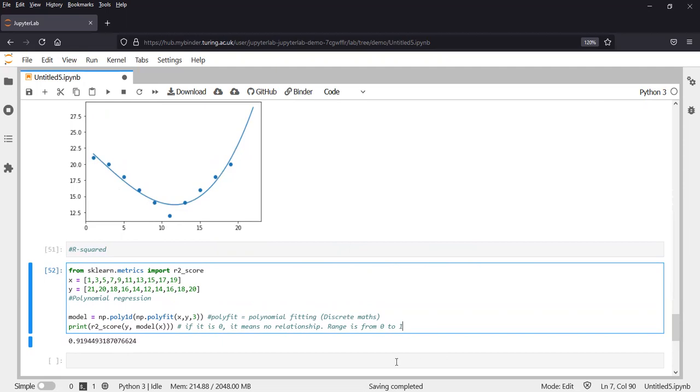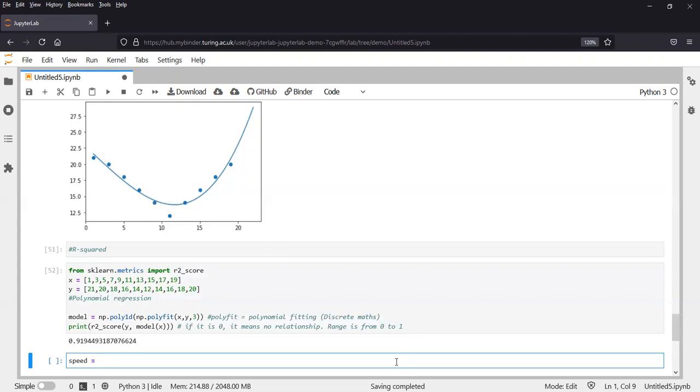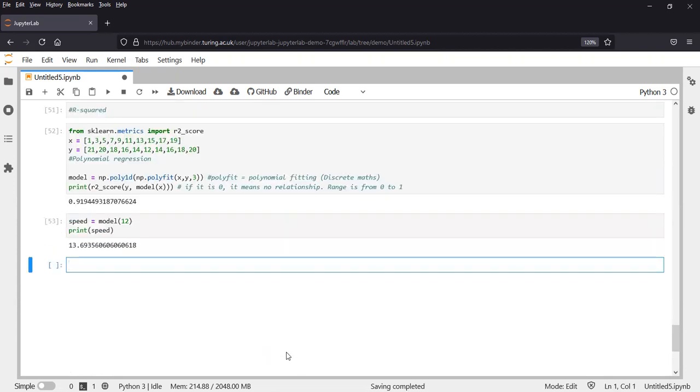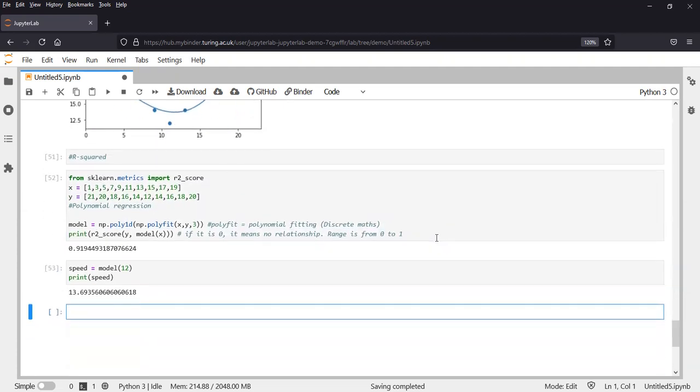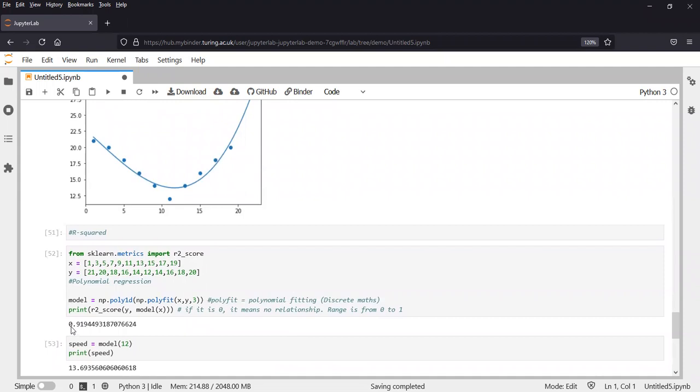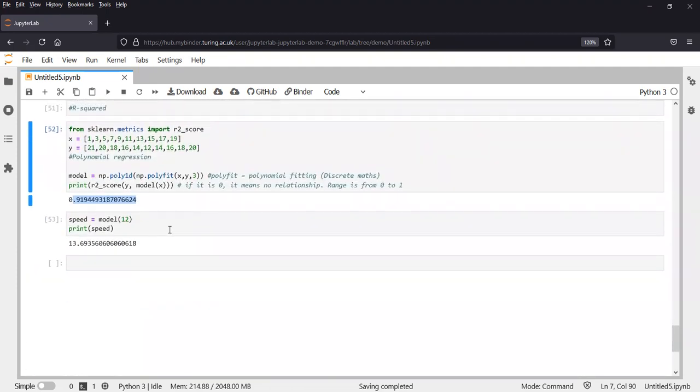So for example, if I use the speed of this model, if x is 12, what is y? Here it is 13.69. Because we know that it's really near to 1, we can predict the graph clearly, and it's really accurate. Okay, so the next one.